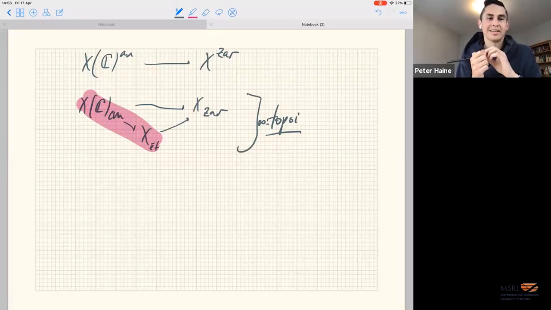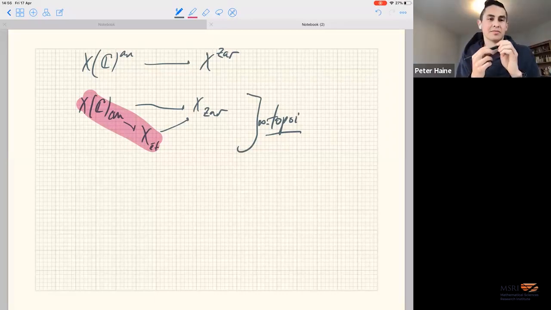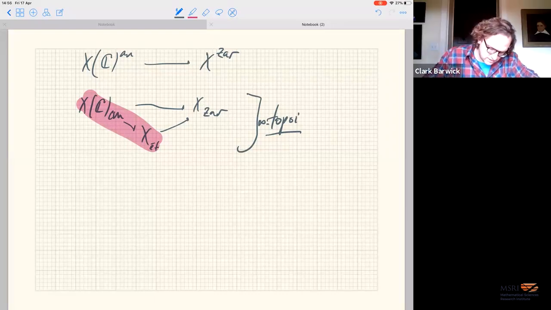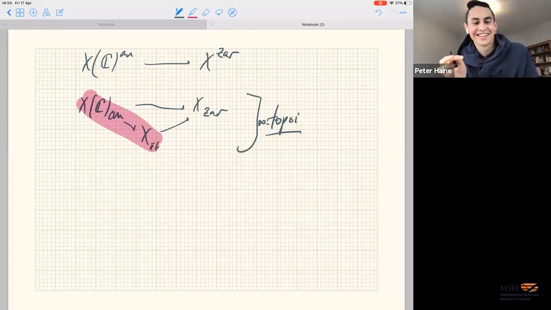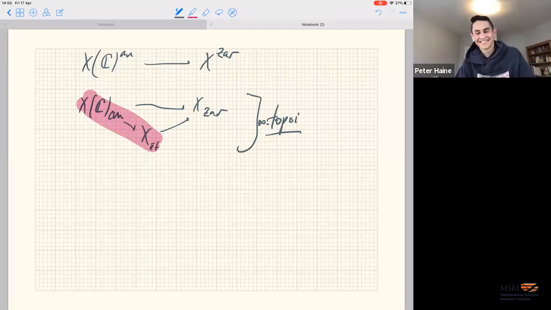Oh, maybe I have one question. Can you compute the étale homotopy type of the integers? Not right now. Do you want me to? If you want a complete proof, we need some stuff from later in the course. But no, I mean I can.